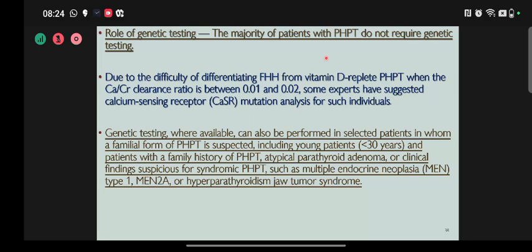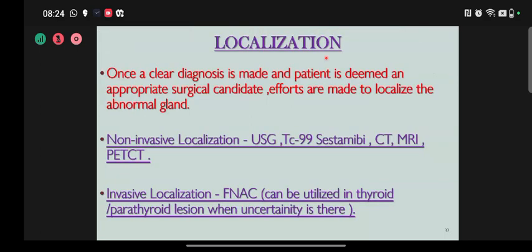When coming to the localization, once a clear diagnosis is made and a patient is deemed an appropriate surgical candidate, efforts are made to localize the abnormal gland. So there are two ways of localization: either non-invasive or invasive. Non-invasive includes ultrasound, technetium-99 sestamibi scan, CT scan, MRI, and the PET CT scan. Coming to invasive localization, we have the FNAC and the venous sampling technique.